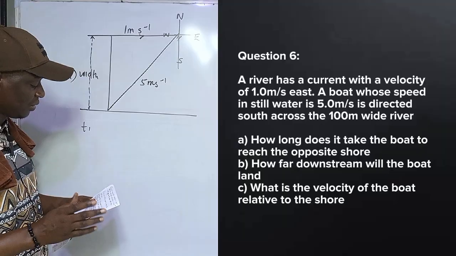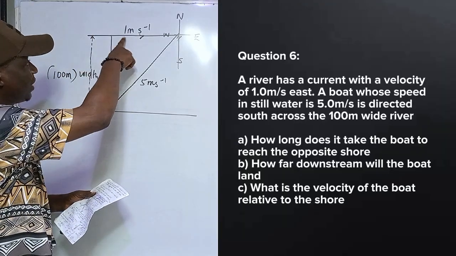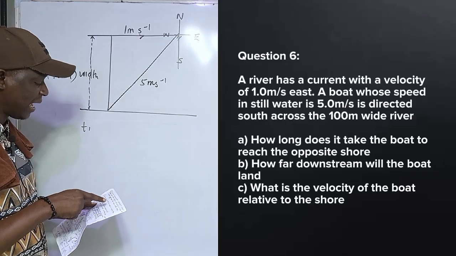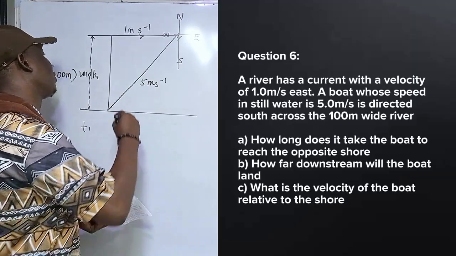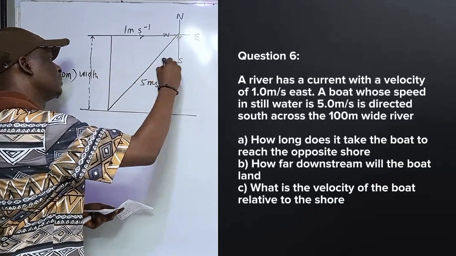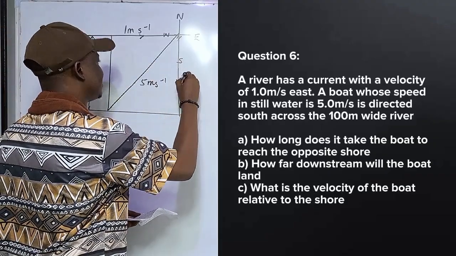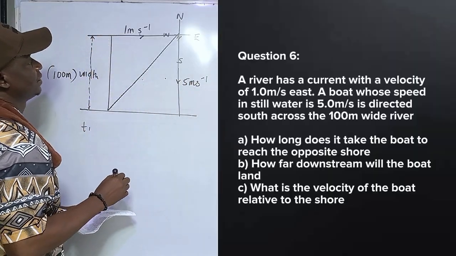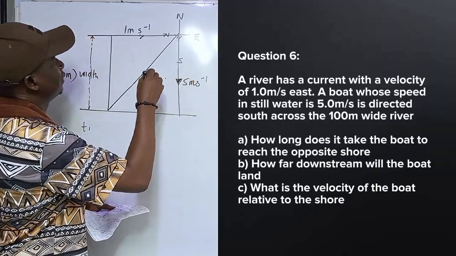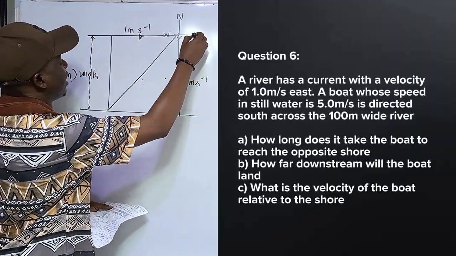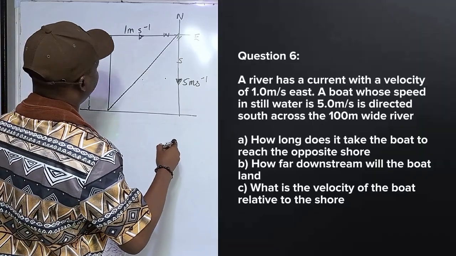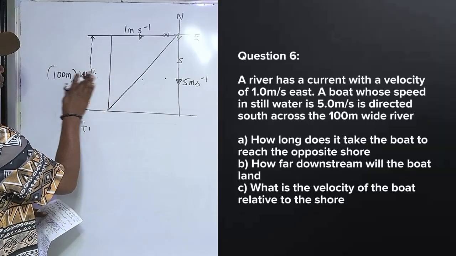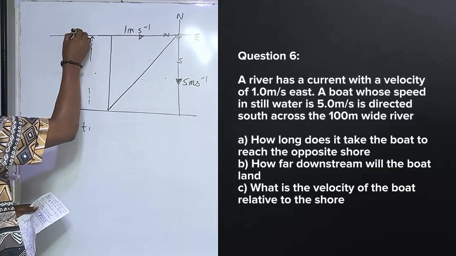A boat whose... we drew a wrong diagram. Now this one is east. Sorry for that. They say a boat whose speed in still water is 5 meter per second is directed south. So south is downward. So if I want to draw it now, this is 5 meter per second downward. That is the south direction. If this one is south, this one is east, which is that way. Therefore, I can redraw the diagram like this. Look at the board. Let me redraw the diagram this way on the board.